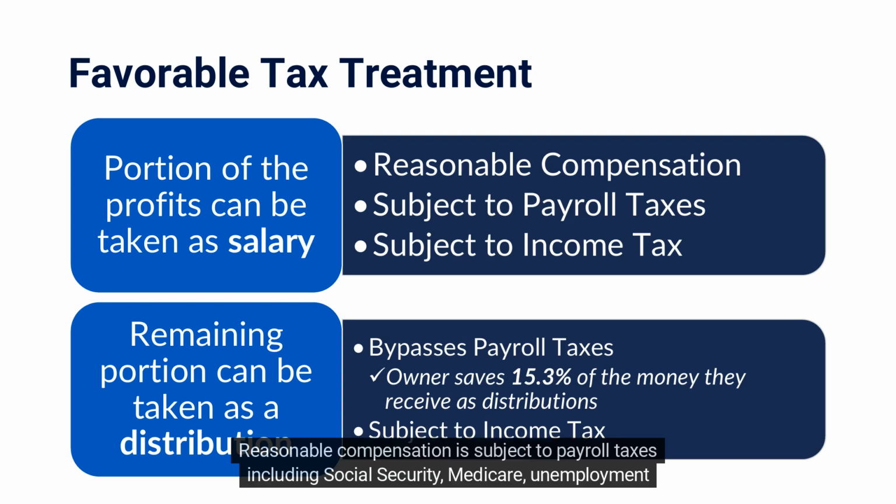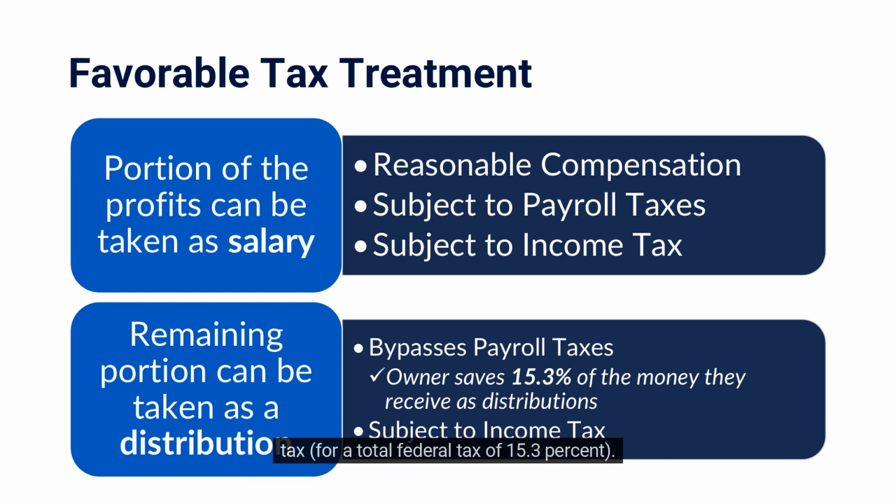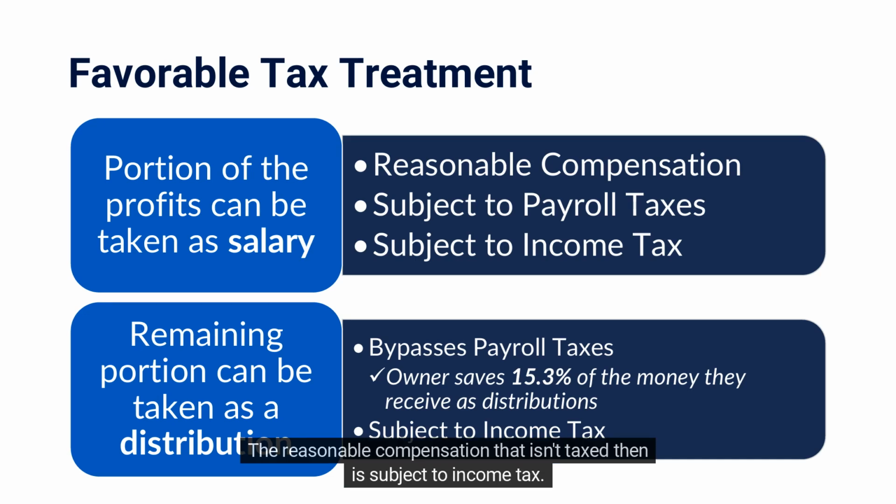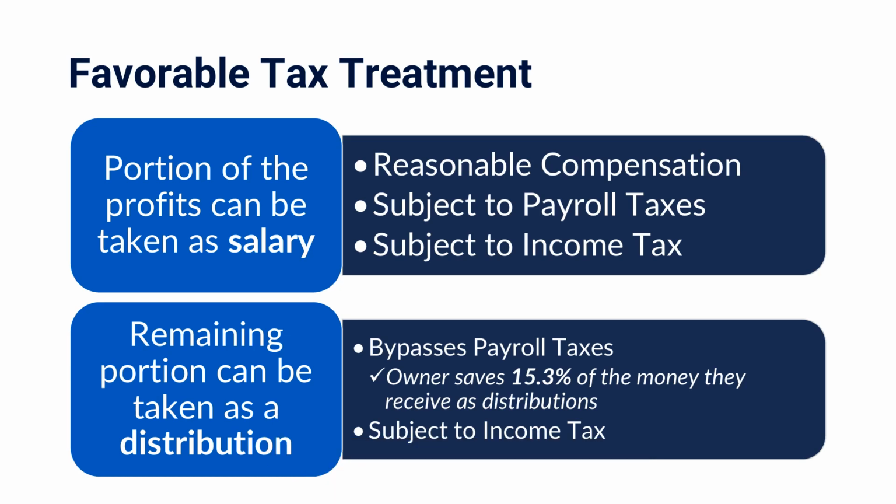Reasonable compensation is subject to payroll taxes including Social Security, Medicare, unemployment tax, for a total federal tax of 15.3%. The reasonable compensation that isn't taxed then is subject to income tax. In contrast, distributions bypass payroll taxes and go right to being subject to income tax. As a result, the owner saves 15.3% of the money they receive as distributions.